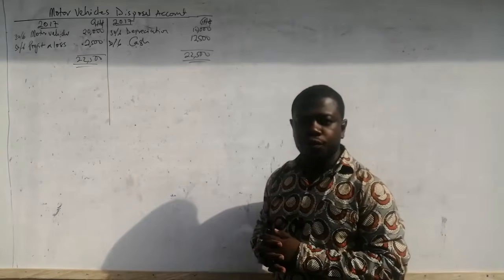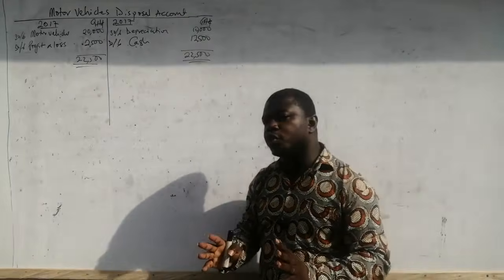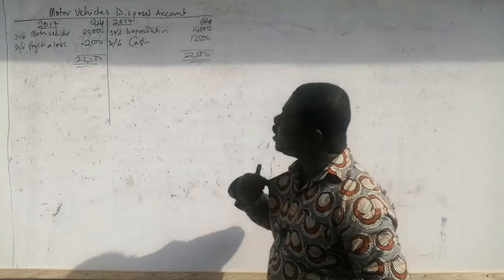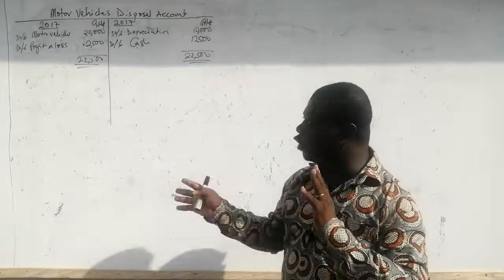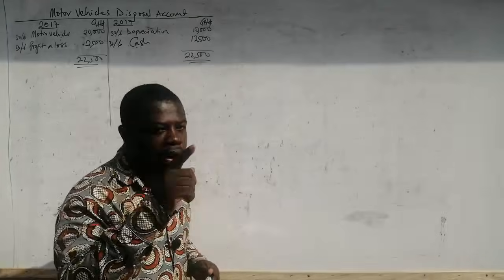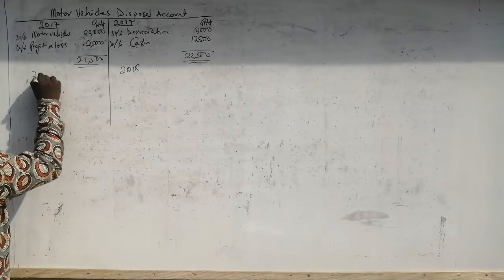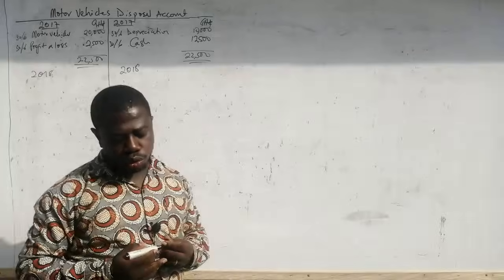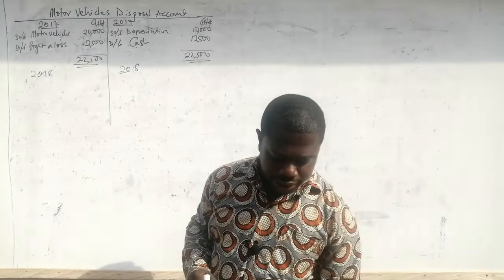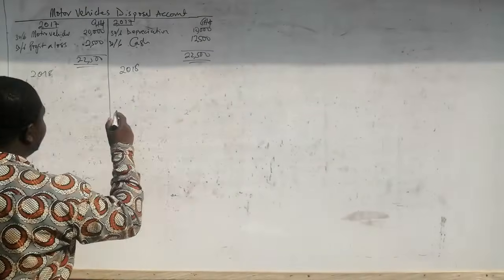We have a profit of 2,500. So the purpose or the essence of preparing the disposal account is to find the profit or loss on disposal. Now let us look at the asset that was sold in 2018. And that asset was bought for 40,000.